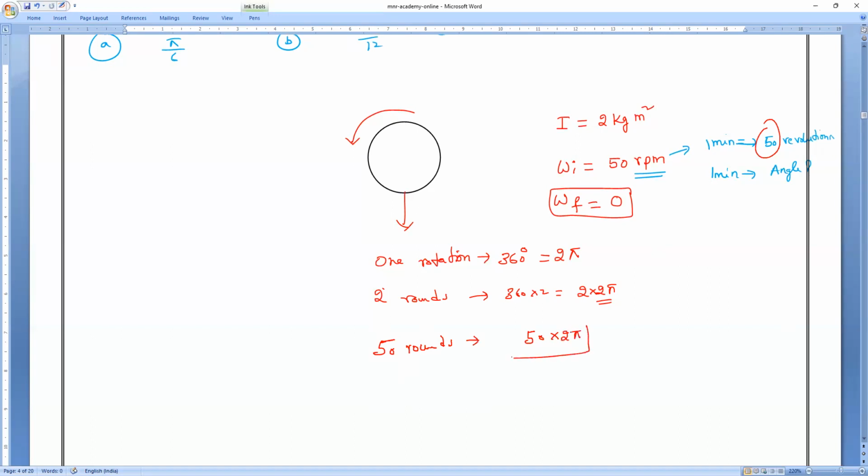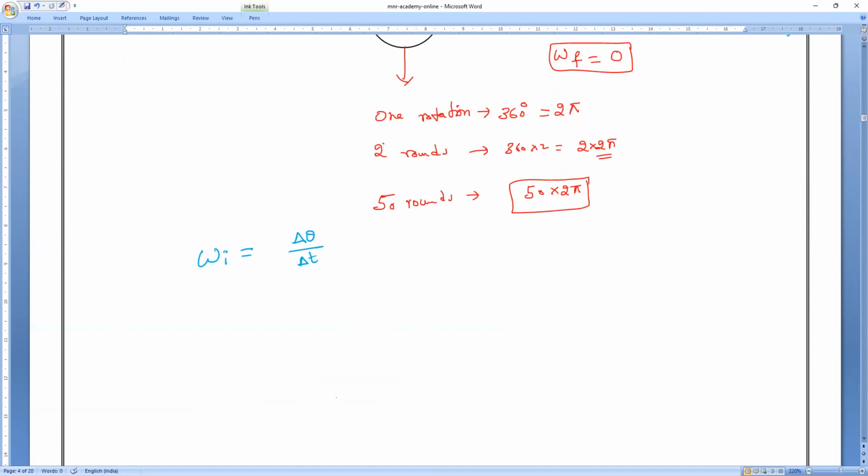50 into 2 pi. That is the total angle made by the wheel. Understanding? So now we all know that initial velocity is equal to, what is the formula basically? Delta theta by delta t. Am I right or wrong? Velocity formula: displacement by time. Am I right or wrong, guys? Yes, sir.